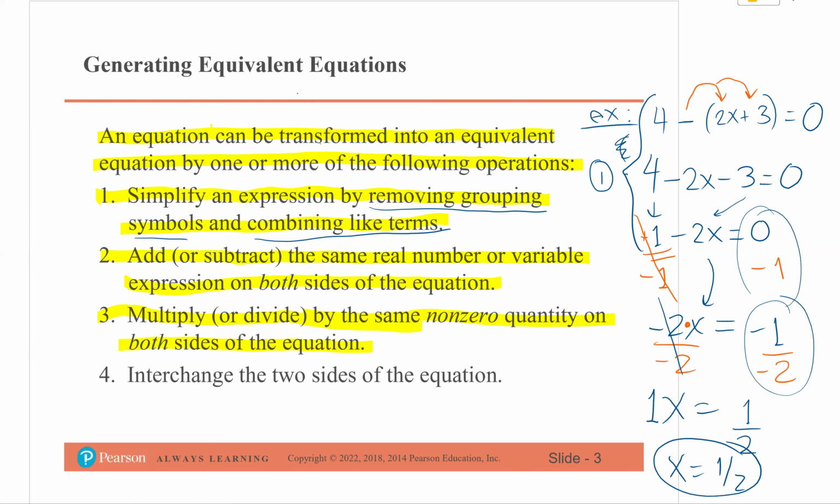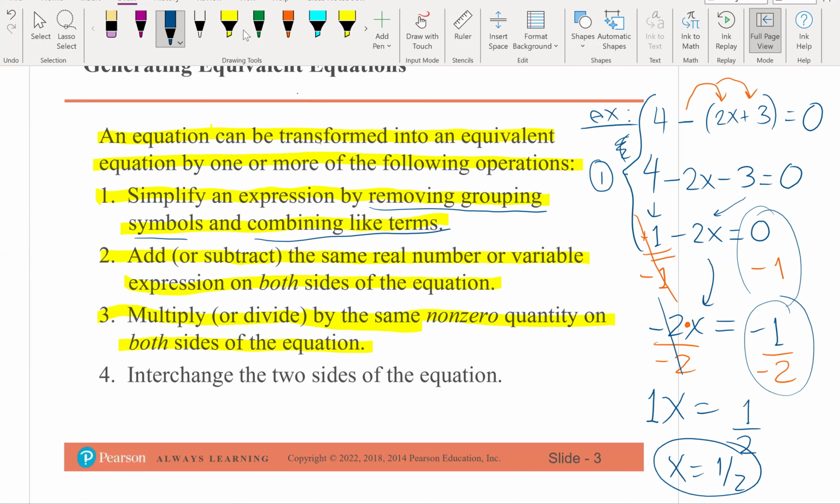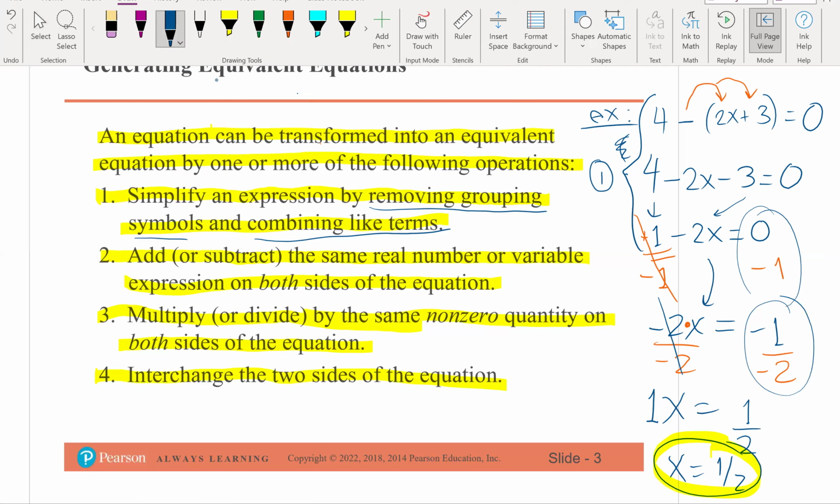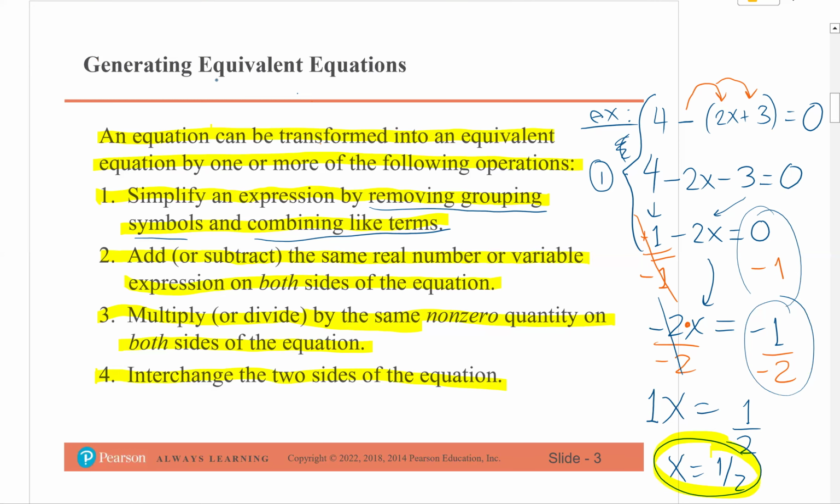And then the last step here says you can interchange the two sides of the equation. I don't think, in this example, you need to do that. But if we were given the opposite equation, instead of the 4 minus 2x plus 3 equals 0, what if 0 was on the left side and everything else was on the right side? Then we would use the same steps, boom, boom, boom. And in the end, we'd end up with positive 1/2 equals x.